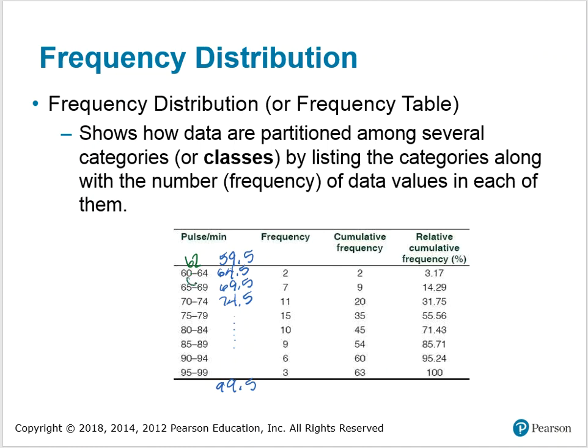65 to 69, the middle is 67. 70 to 74, the middle is 72. 77, and so on down the line. So those are going to be the class midpoints.